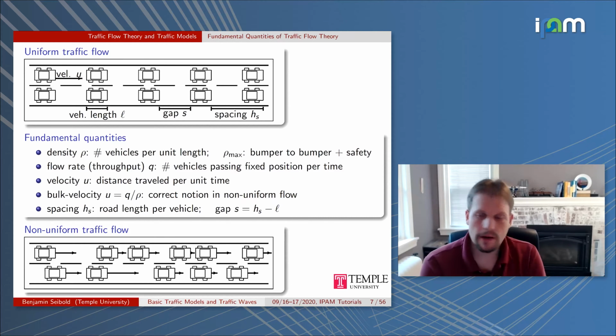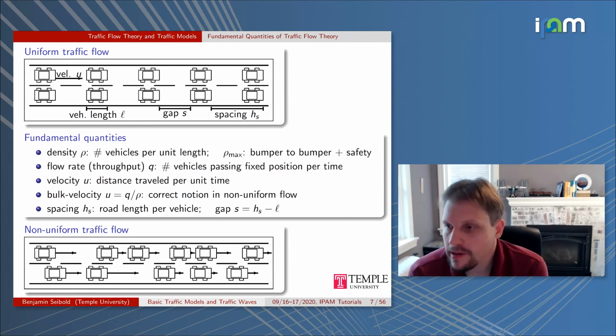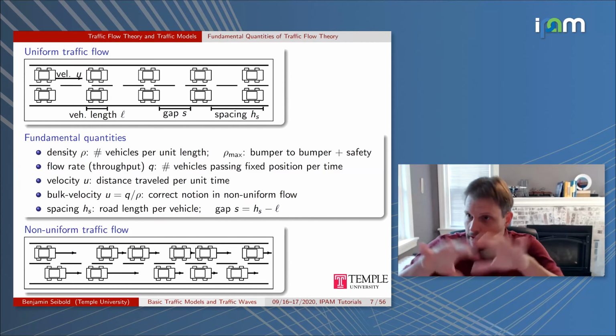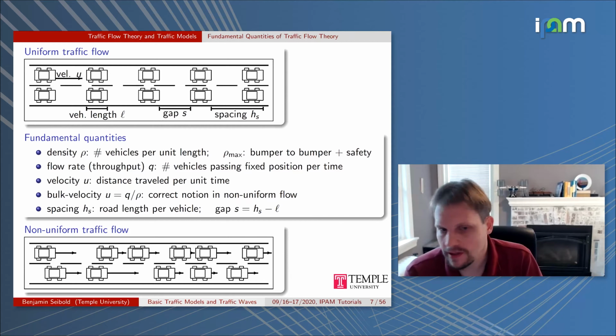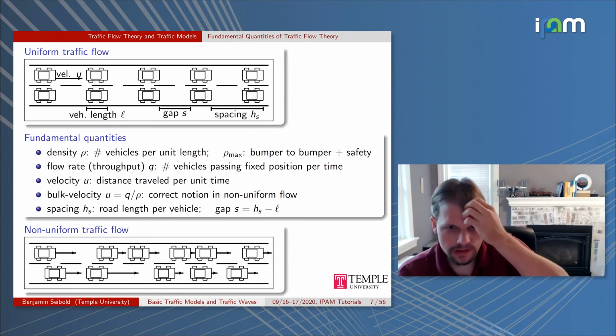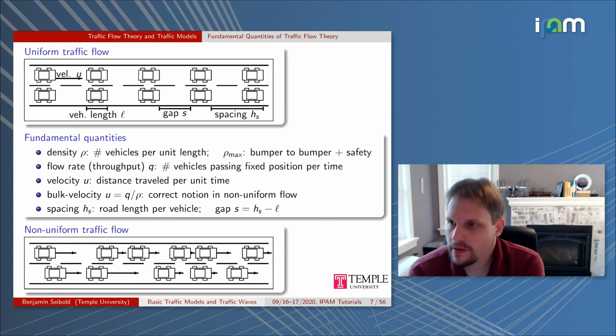All right, so bulk velocity, right? That is, I associate a speed to a segment of highway in space-time, right? And that would be the bulk velocity. That is flow rate divided by density, which is almost like the definition of flow rate and a definition of density. But you can also check that in terms of dimensional units, this makes sense. This is an important distinction.